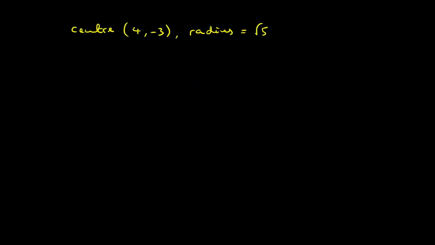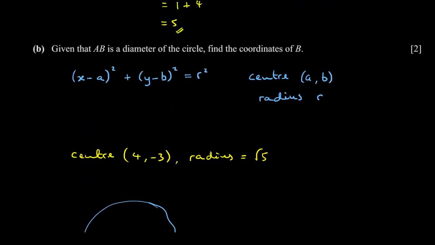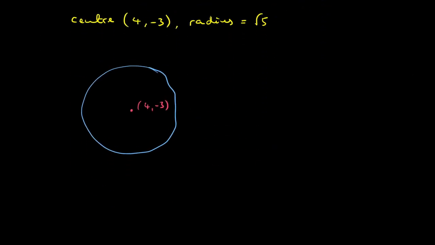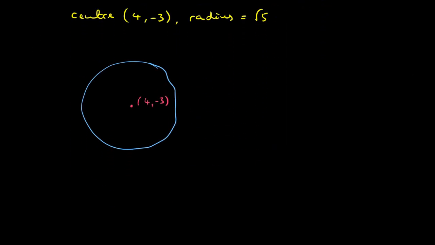So why don't we just try to draw out what this is actually going to be. I think it's always helpful to visualize what's going on. So here, let's say we've got a circle. Okay, it's good enough. And we're saying that the center of that circle is (4, -3). And we know that we've got a point on that circle, which is A, the coordinate (3, -1). So if I go here, let's say this is A, which is (3, -1). We've got all the information which we need so far.